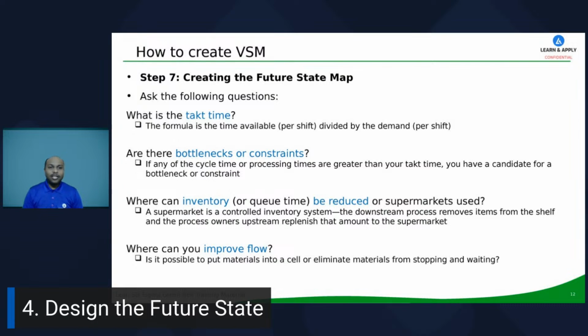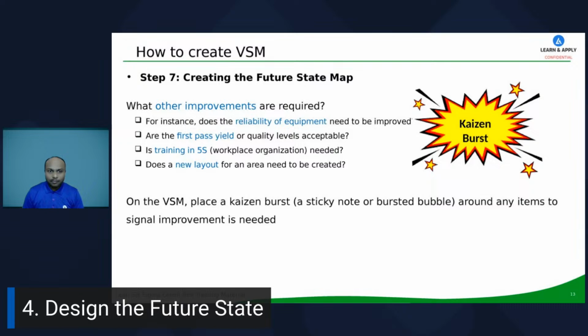Second, we can ask, are there any bottlenecks or constraints? What is a bottleneck? A bottleneck is the weakest element in our entire process, which may have a higher lead time or higher cycle time, or more rework, right? So we need to focus on that. We can also ask whether there is any place where we can reduce the inventory or create supermarkets. Is there an opportunity where we can improve the flow? These are the questions that we need to ask.